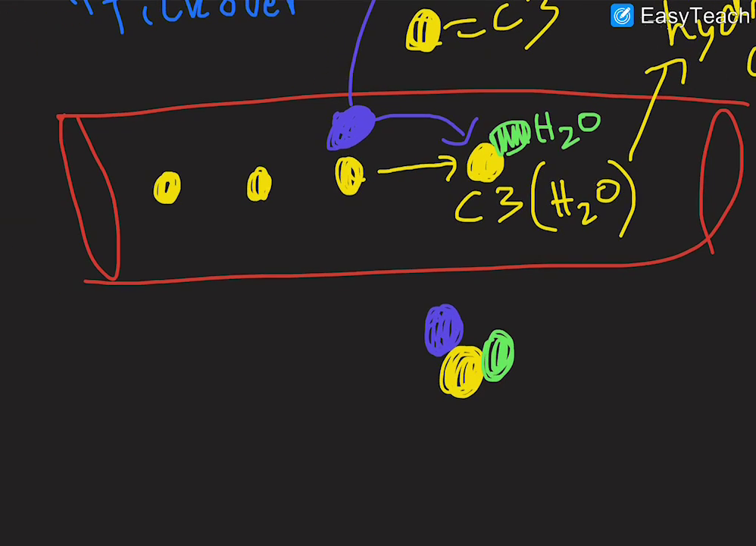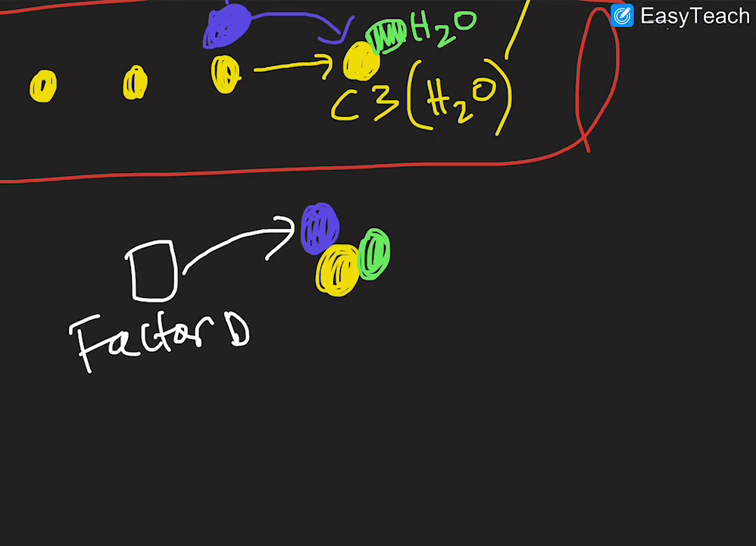Once that happens, another molecule called factor D is going to come in, and this is actually going to cleave factor B into Ba and Bb. So if this is our factor D, it's going to cleave factor B into two different molecules. It's going to cleave it into Bb, which we'll represent like this, and into Ba. So this is going to be Bb, and this is going to be Ba.